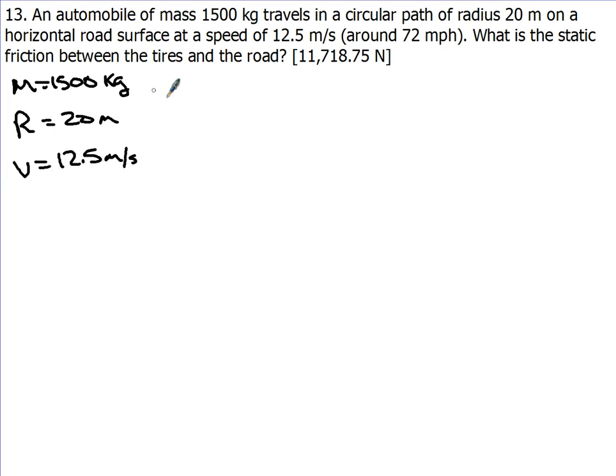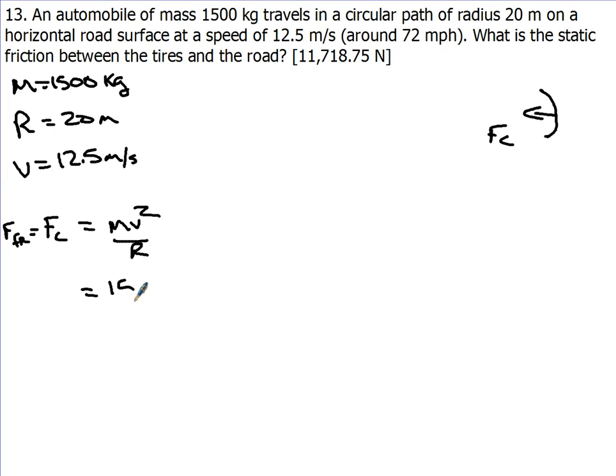What's the static friction between the tires and the road? The static friction is the force holding it on the road. This must equal the centripetal force. So Fc has to equal his friction, has to equal mv squared divided by r.